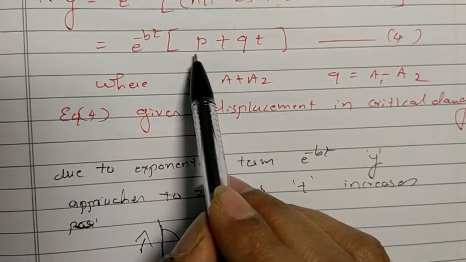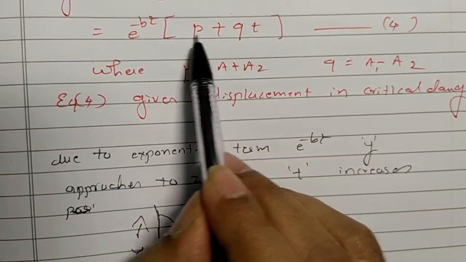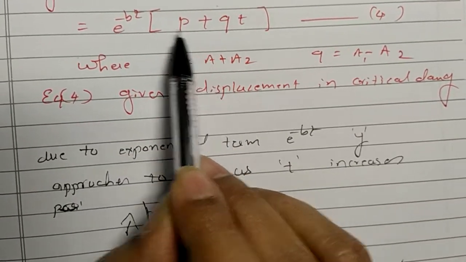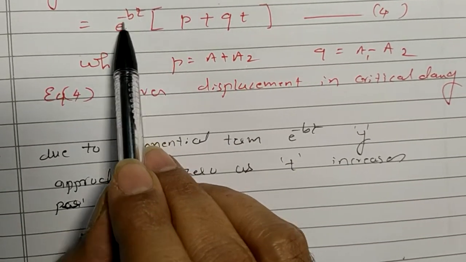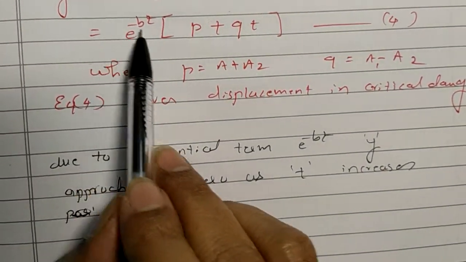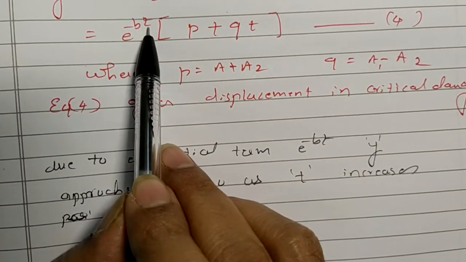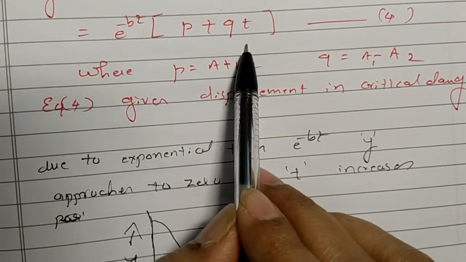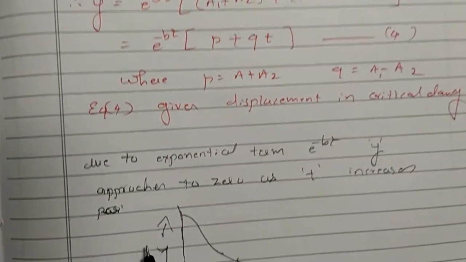What will happen here? Initially, as time increases, because of p plus qt, the amplitude increases, but e to the power of minus bt is there, so it exponentially decreases. That means displacement decreases with respect to time. Since there is no sine or cos term here, it will not make any oscillation. So this is the case of critical damping.